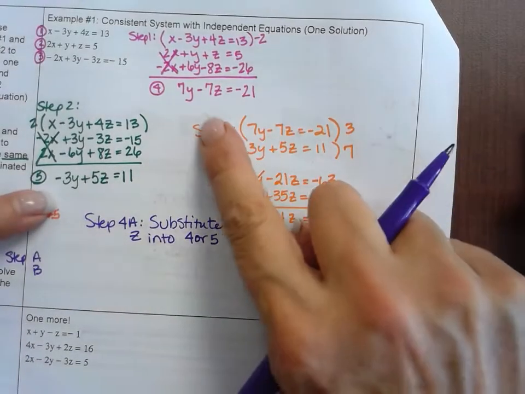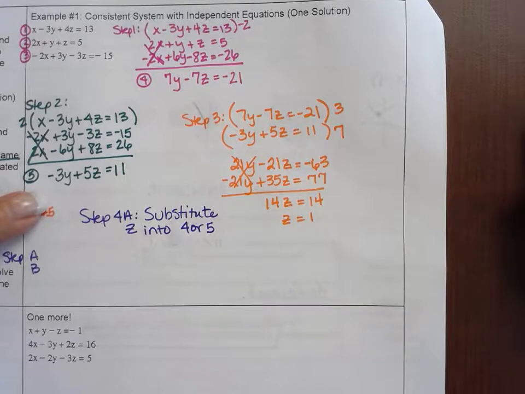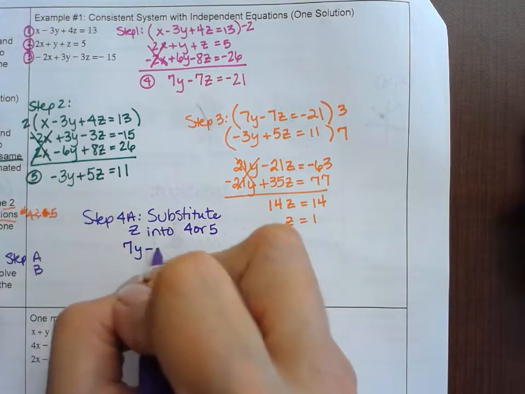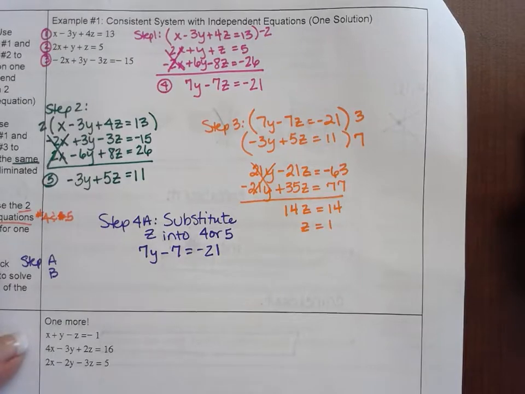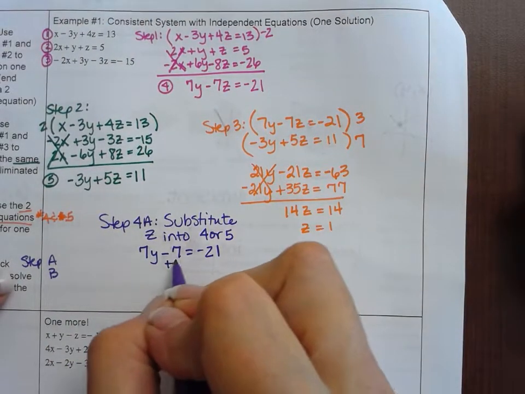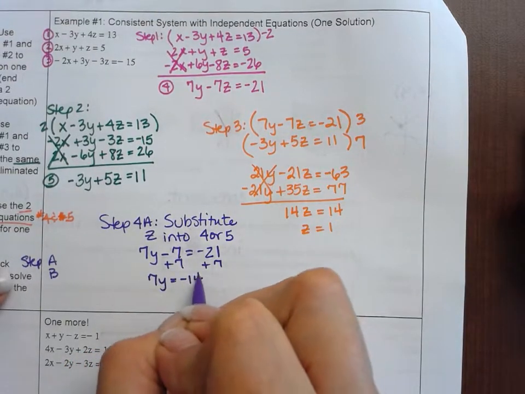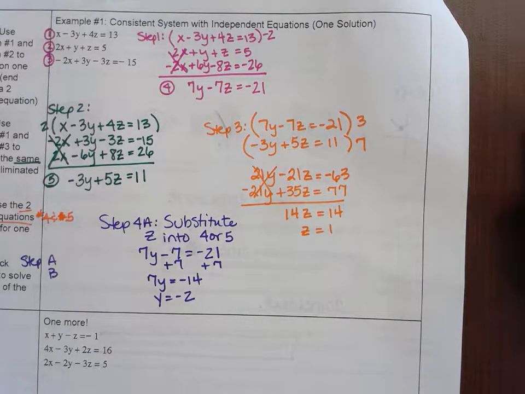Which equation you want to use, 4 or 5? Doesn't matter. You want to do 4? All right. So 7y minus 7 equals negative 21. Because 1 times 7 is 7. So when I add 7, I get 7y equal negative 14. And so y is negative 2.